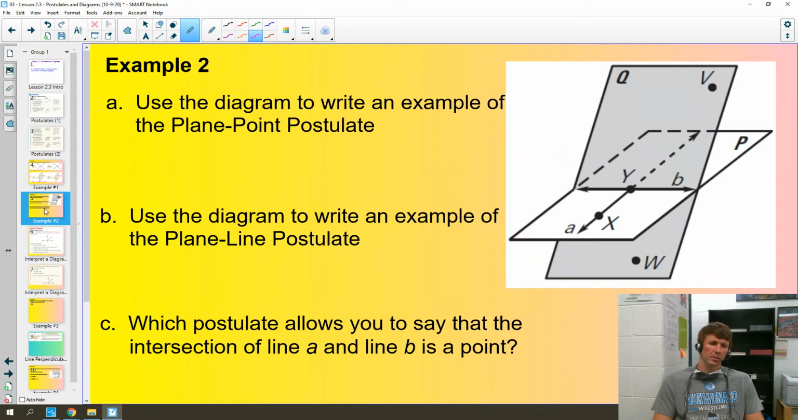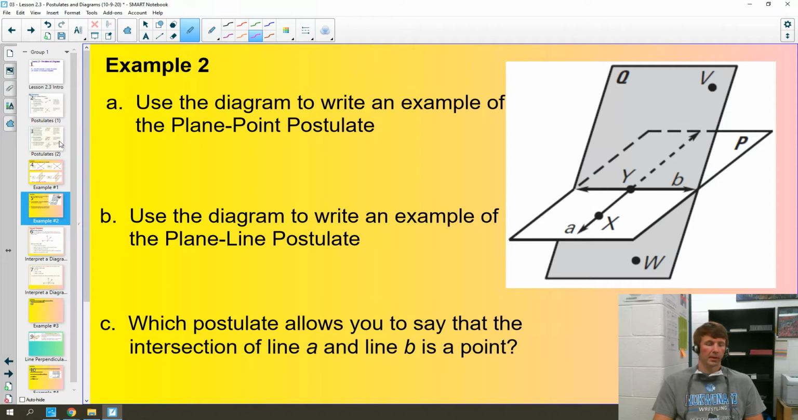I think example 2 here is one people sometimes struggle with. You're getting a nice detailed figure with lots of stuff going on. It looks like a couple of planes intersecting, with some points on plane Q, so points V, Y, and W are all on the shaded plane. This line here named line B, we've got points X and Y lying on plane P, so there's lots going on here. Here's what we're asked to do: use the diagram to write an example of the plane point postulate.